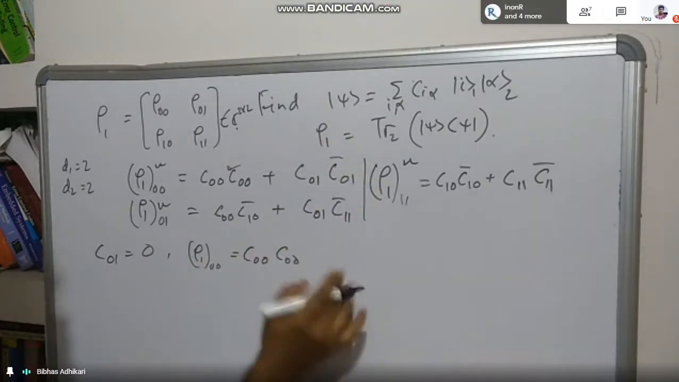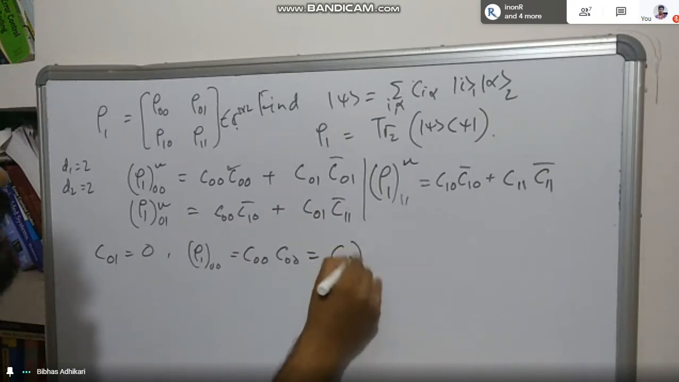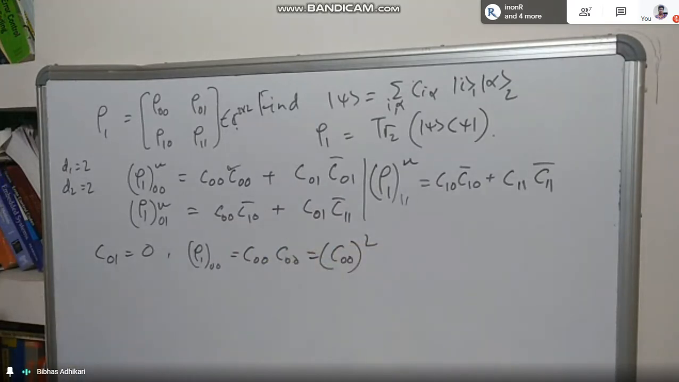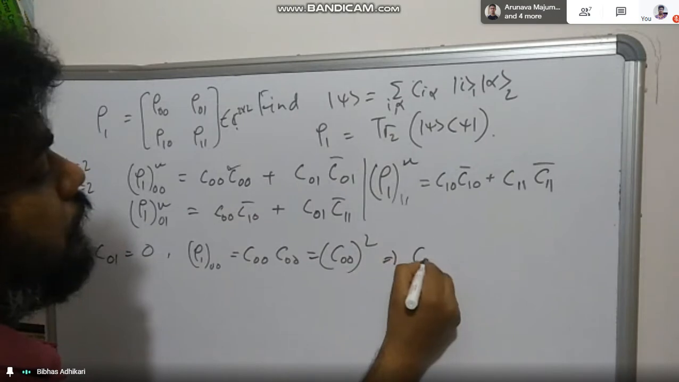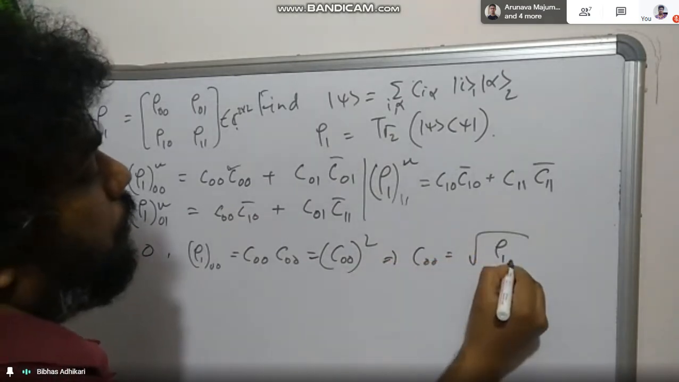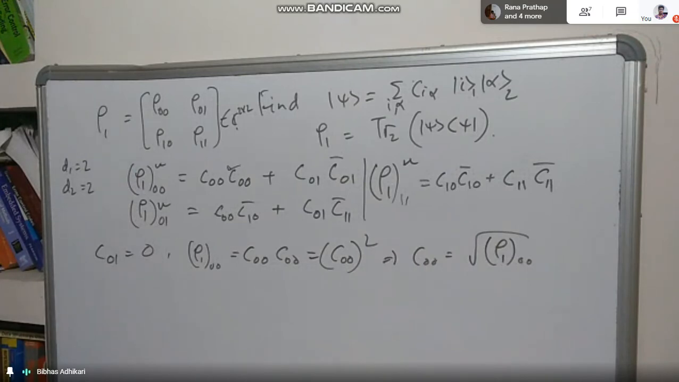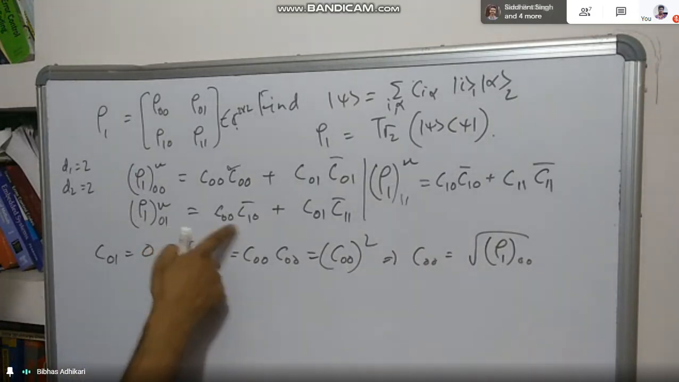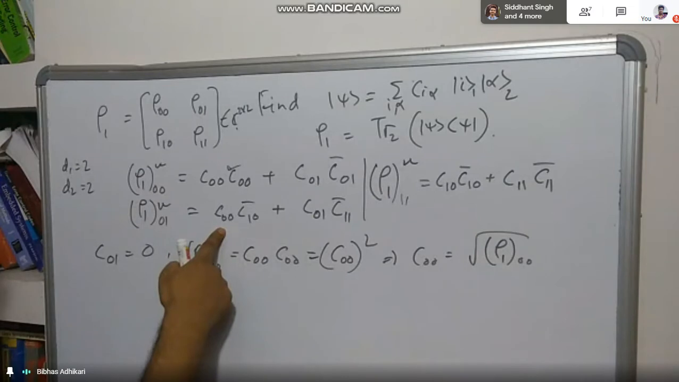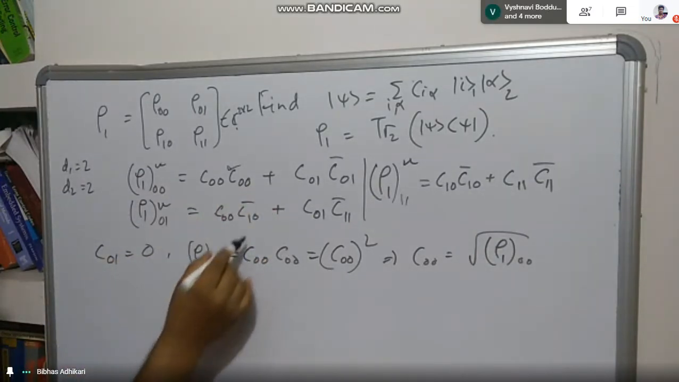So then in that case, I'll just remove this, and I can just write C square. And that will give me C 0, 0 to become the square root of rho 1, 0, 0. I already get my value. Then from this, okay, I already know C 0, 0 from here. And I put C 0, 1 equal to this. So from there, I can get the value of C 1, 0.